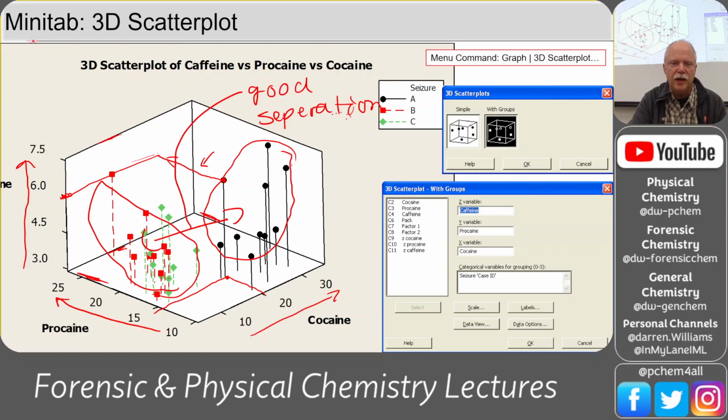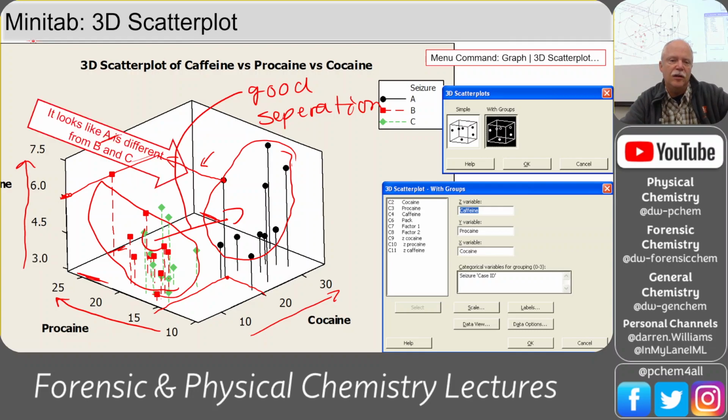Good separation between A and BC. So that was easy to do. 3D scatter plot, look at it. Sometimes it jumps out at you, and this kind of jumps out. Let's say it didn't. Okay, we're going to look at a lot of different ways to analyze the same data. So it looks like A is different than B and C.